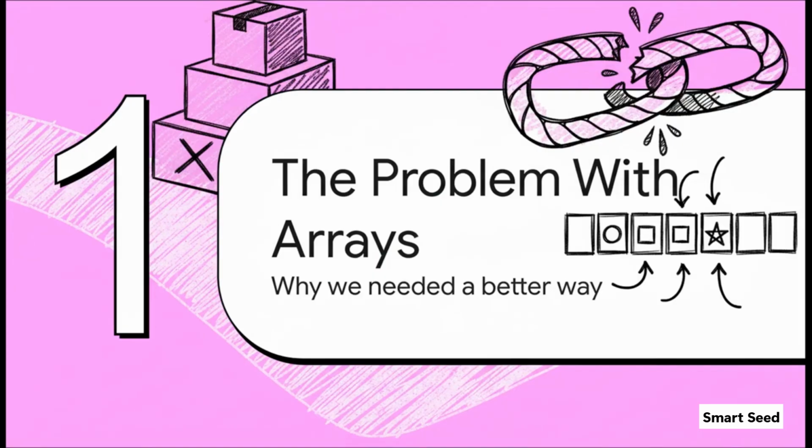Okay, so to really get why linked lists are such a big deal, we've got to talk about the thing they were designed to fix. We need to look at what came before and what its problems were. Let's talk about the array. It's a data structure you've probably run into before.